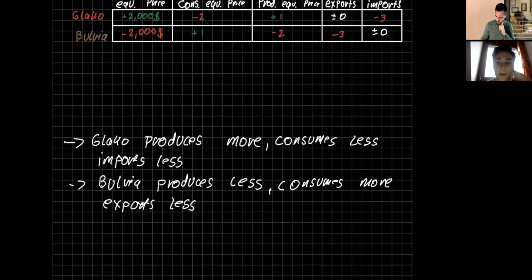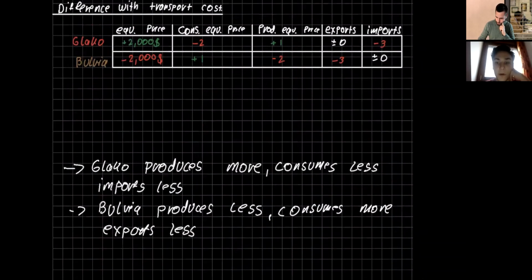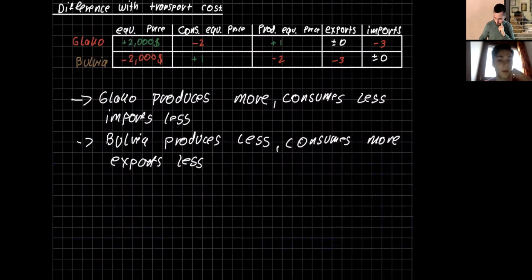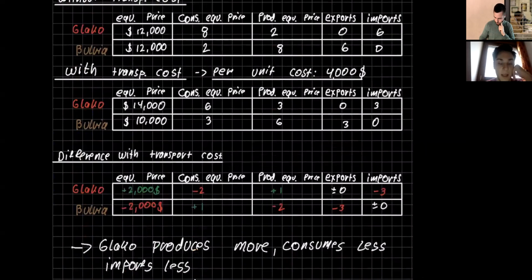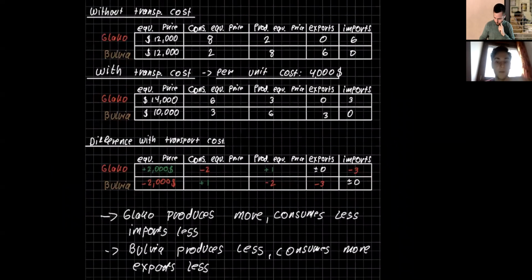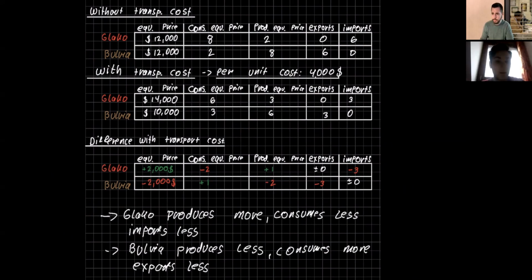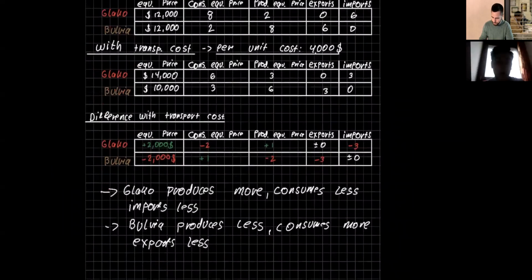Glauco, on the other hand, will produce more. They're going to produce 3 boats instead of 2, and they're going to consume less, 6 instead of 8, and also import less, 3 boats instead of 6. So in essence, Bolivia will produce less, consume more, and export less, and Glauco will produce more, consume less, and import less. That's the basic idea.